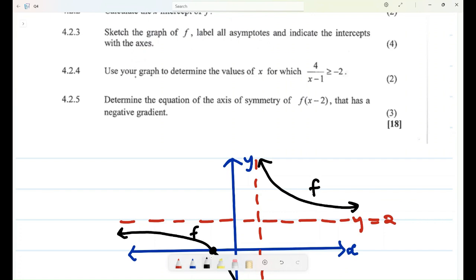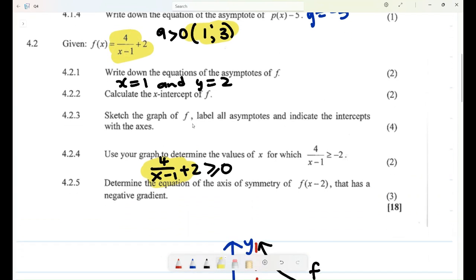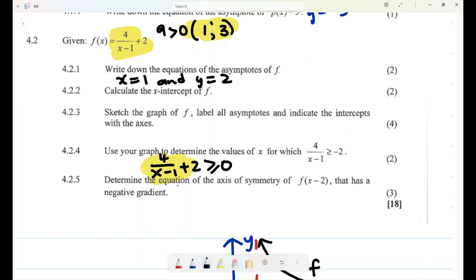Now 4.2.2 says use your graph to determine the values of x for which 4 divided by x minus 1 is greater or equal to -2. Now equate this to 0. When you equate this to 0, you're going to see it is 4 over x minus 1 plus 2 greater or equal to 0. But what is this? You know that this is your f of x. So the examiner is basically saying to you, find where f of x is greater than or equal to 0.